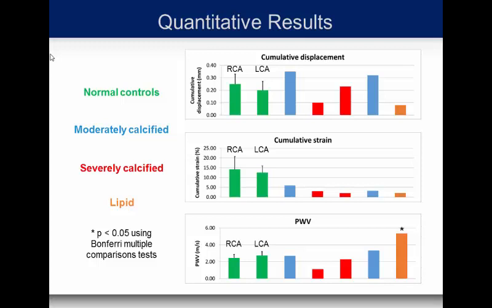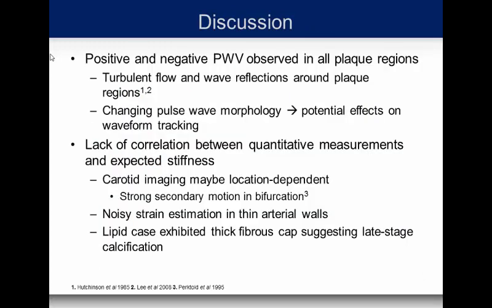There doesn't really seem to be too much correlation between displacement, strain, and PWV. For example, in the cases that are red, that are very calcified, we expected to see much lower displacement, much lower strain, and much higher PWV. But contrary to our hypothesis, the highest PWV here was shown in the lipid case. So there are a lot of factors that we'll be discussing in the next slide.